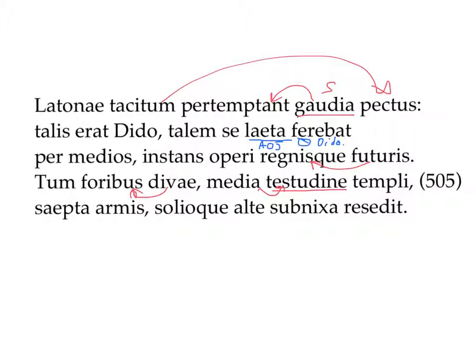This is where Saepta is taking the place of our subject here, having been surrounded with arms. Here we have her armis, ablative of means. This probably means armed men. I don't think she just has weapons randomly around her. They're probably being carried by people. And propped up, subnixa, on a high throne, ablative of place. So, Saepta and subnixa both refer to Dido. She settled down, resedit. Okay, let's keep moving.